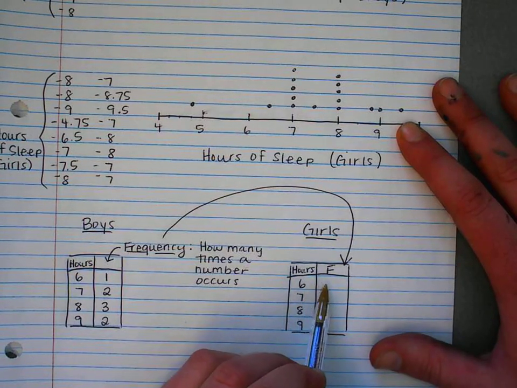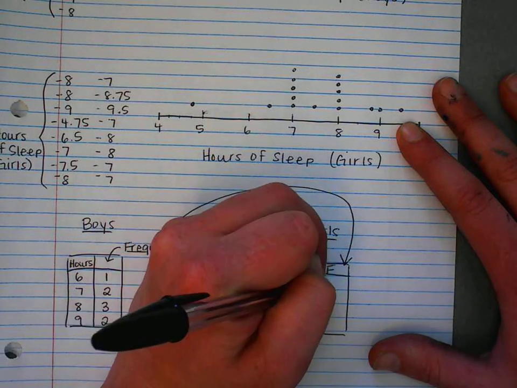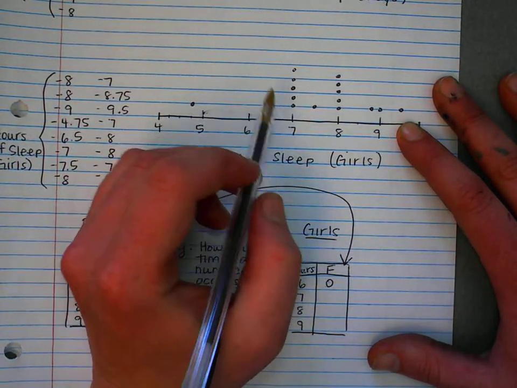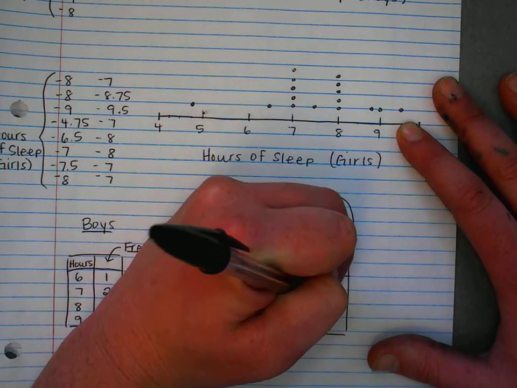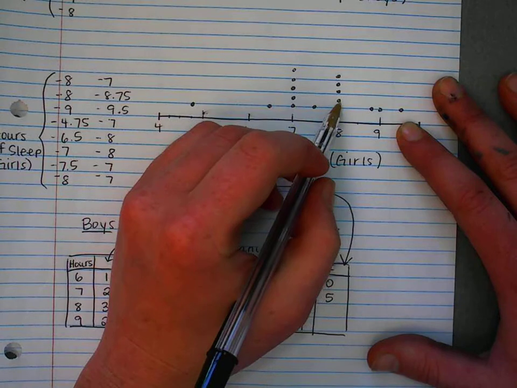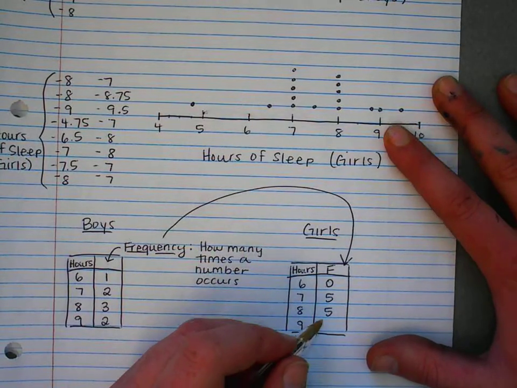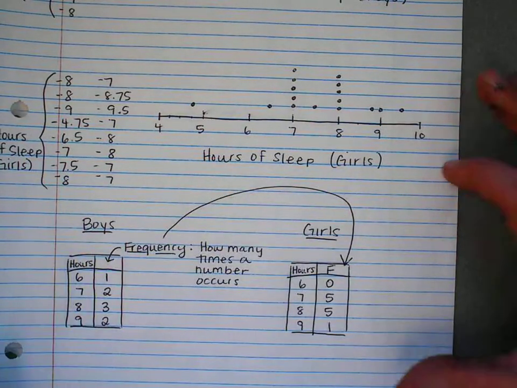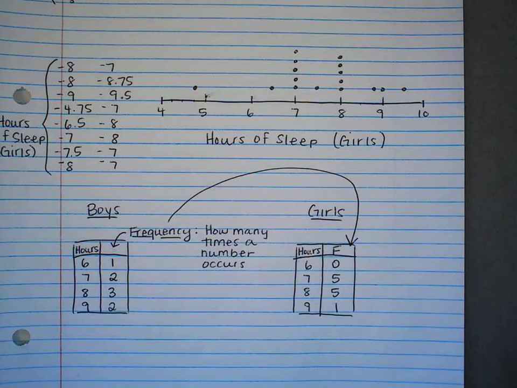So the frequency for girls: no girls got 6 hours of sleep, so I'm going to say the frequency is 0. For 7, it's 5. So 5 girls got 7 hours of sleep. 5 girls got 8 hours of sleep. And only 1 girl got exactly 9 hours of sleep. So there's an example of a frequency table.